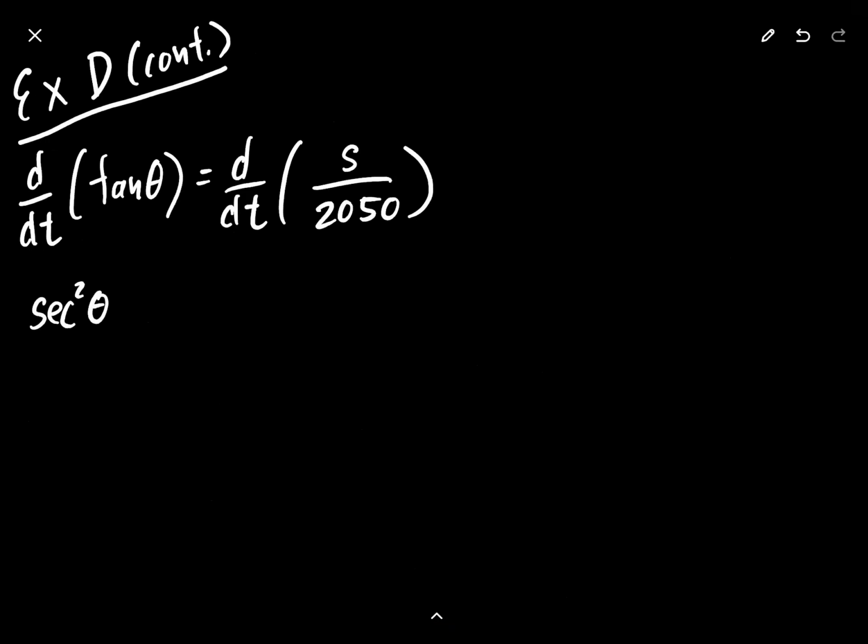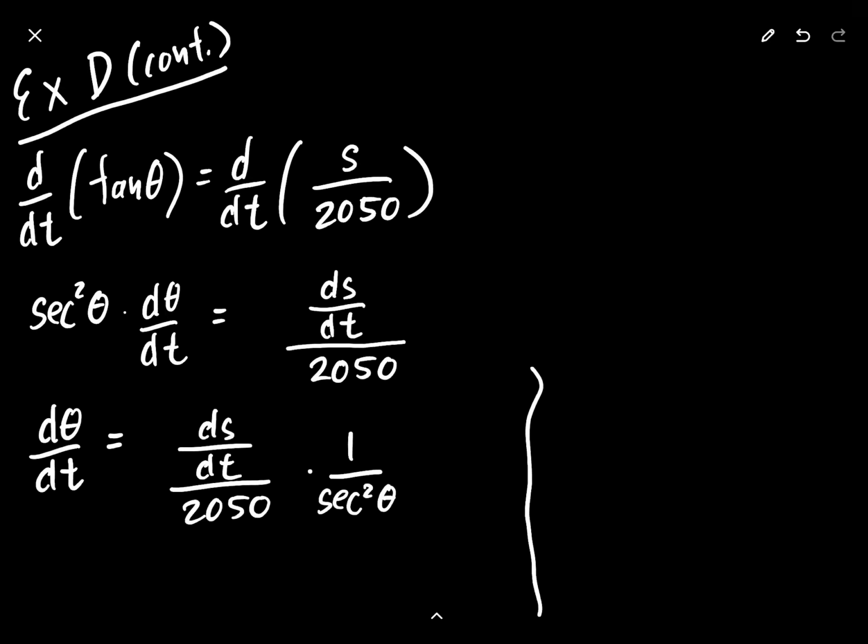Theta is a function of time, so we multiply by d theta dt. 1 over 2,050 is a constant, so we'll keep it. The derivative of s is 1, and since s is a function of time, we'll have ds dt. So we want to find d theta dt, so I will divide both sides by secant squared.